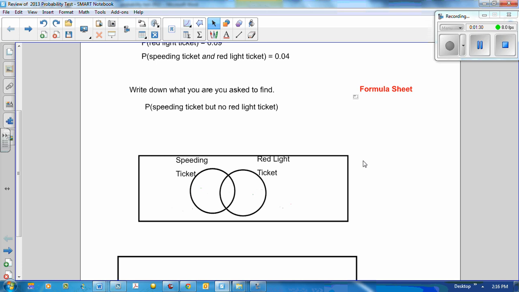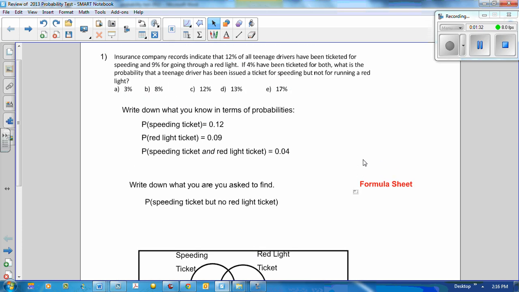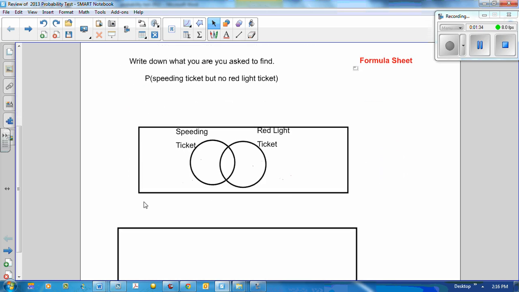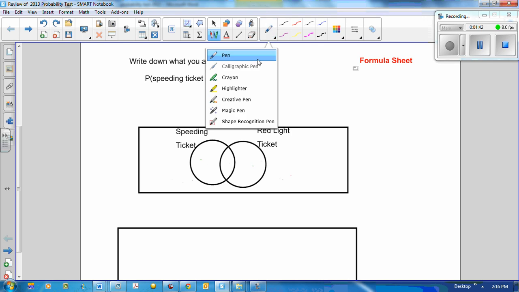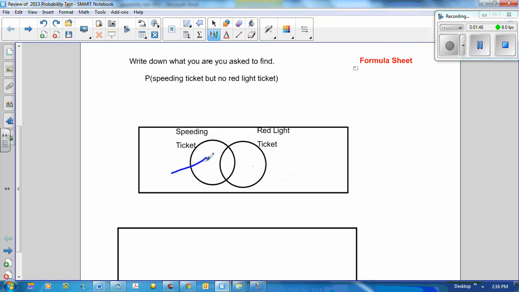So let's think about perhaps drawing a Venn diagram to show the events. When I draw a Venn diagram, I usually draw a rectangle to represent the entire sample space. And then what I do is I draw in each of the events. Okay, so this circle here represents all the teens that got a speeding ticket. This circle here would represent all the teens that got a red light ticket.